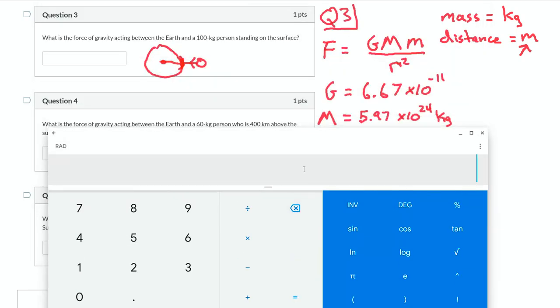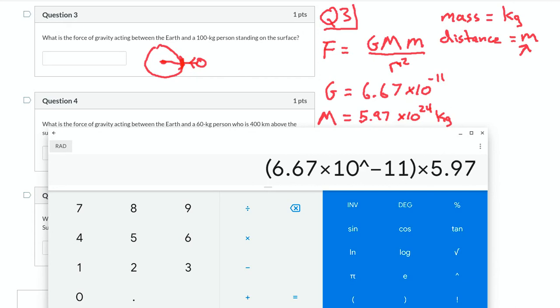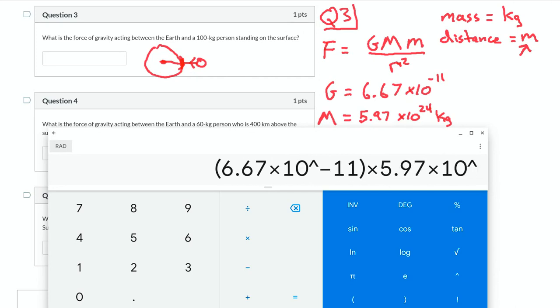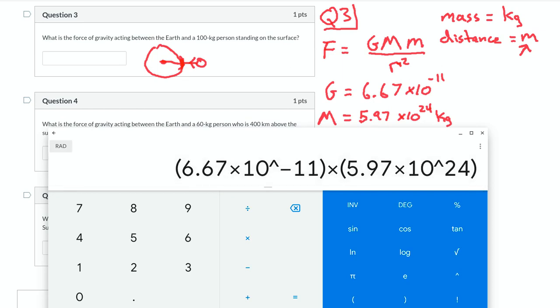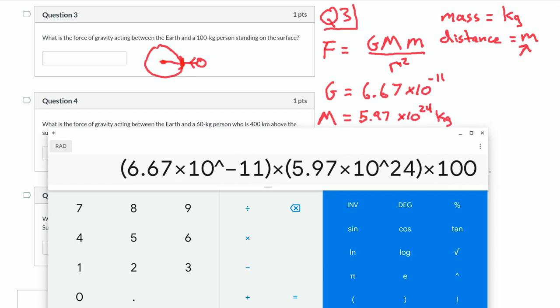So the force is going to be, parentheses, G, 6.67 times 10 to the negative 11, close parentheses, times big mass, 5.97 times 10 to the 24. Oops, I forgot parentheses. Again, I'd probably be okay, but just to be safe, I do like having those parentheses there, particularly when we get to squaring our distance. We're going to need them. So, okay, here we go. That's the mass of the Earth times 100.